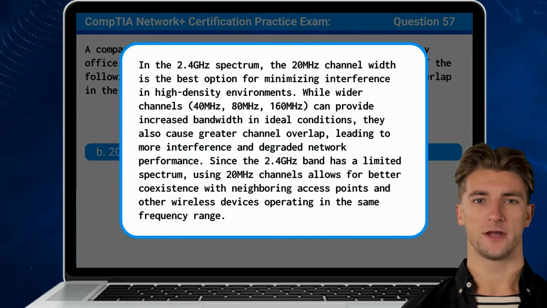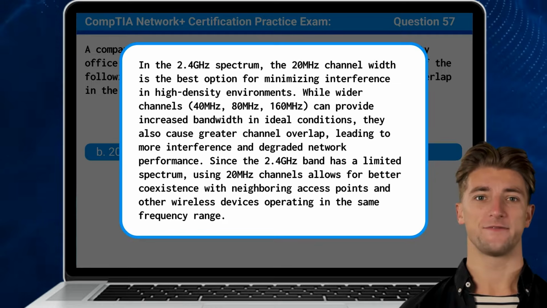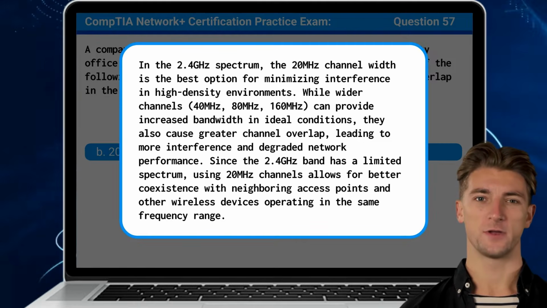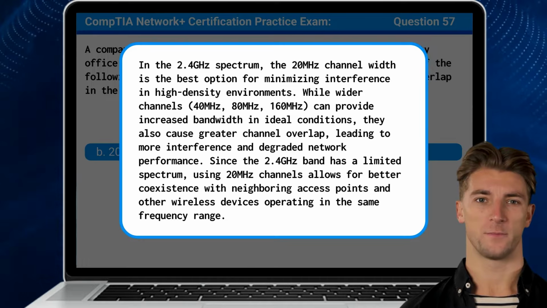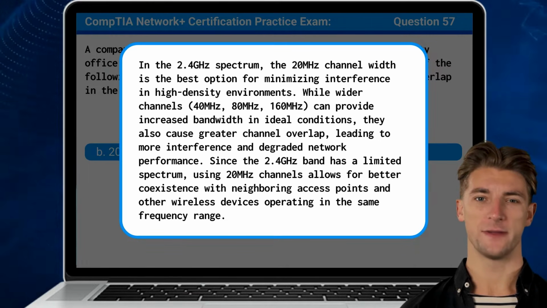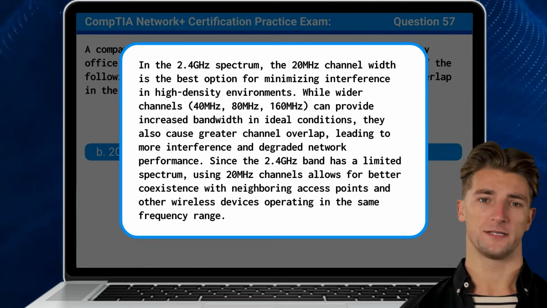In the 2.4 GHz spectrum, the 20 MHz channel width is the best option for minimizing interference in high-density environments. While wider channels can provide increased bandwidth in ideal conditions, they also cause greater channel overlap, leading to more interference and degraded network performance. Since the 2.4 GHz band has a limited spectrum, using 20 MHz channels allows for better coexistence with neighboring access points and other wireless devices operating in the same frequency range.